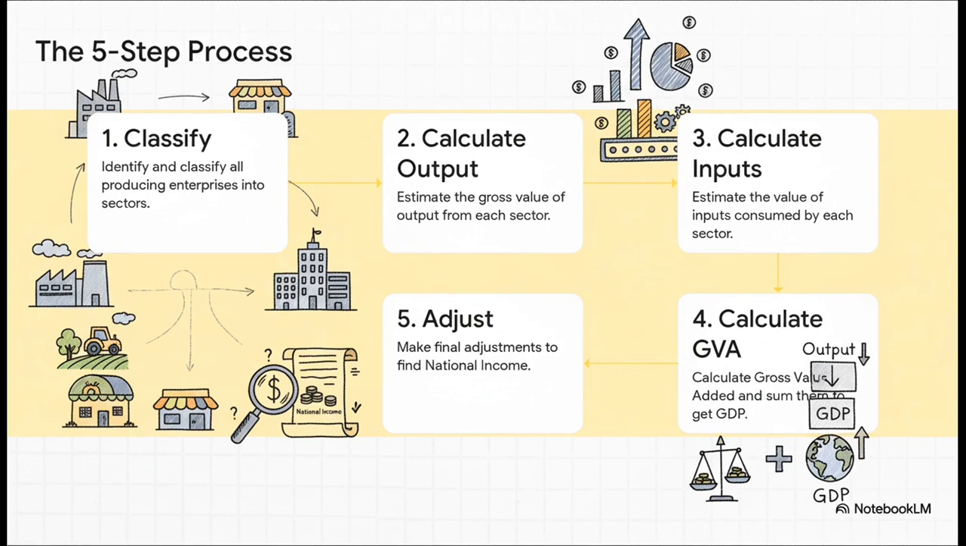First, they identify and classify every single producing business. Second, they figure out the total value of everything they produced. Third, they calculate the value of all the stuff they used up in the process. Fourth, they find the gross value added for each sector. And fifth, they make a few final tweaks to get to the true national income.